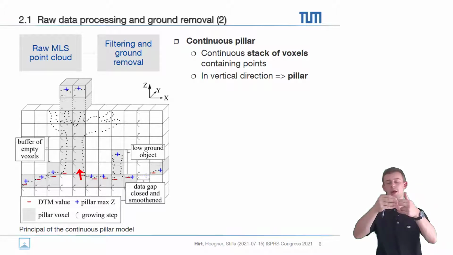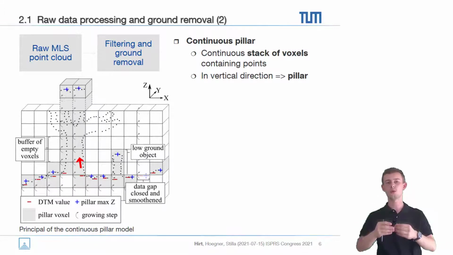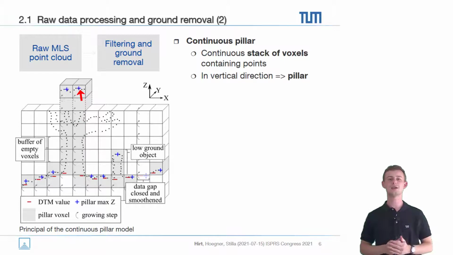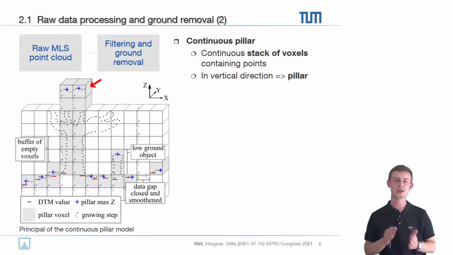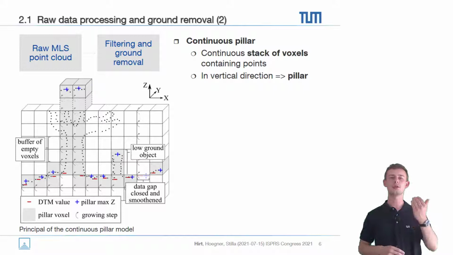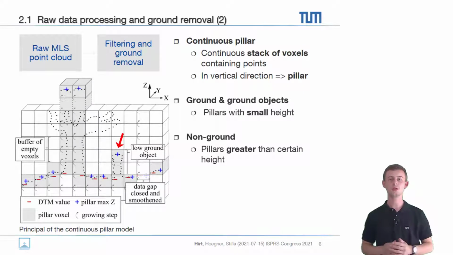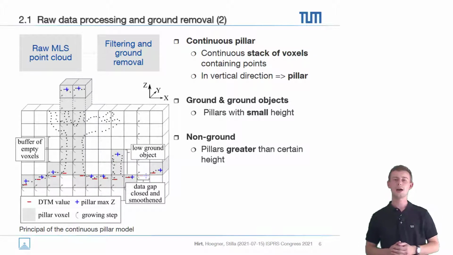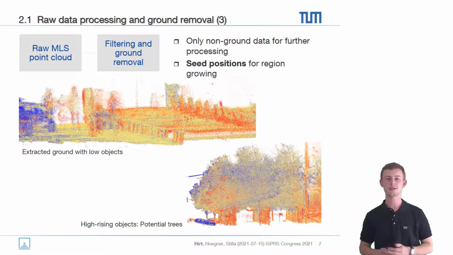If points are there, we continue growing, which builds us these kinds of voxel pillars. The high pillars are potential tree candidates, or at least high-rising objects. They are non-ground. The ground objects, on the other hand, will be low objects below a certain threshold, and of course the ground itself. After having removed the ground, we have something like those two point clouds.